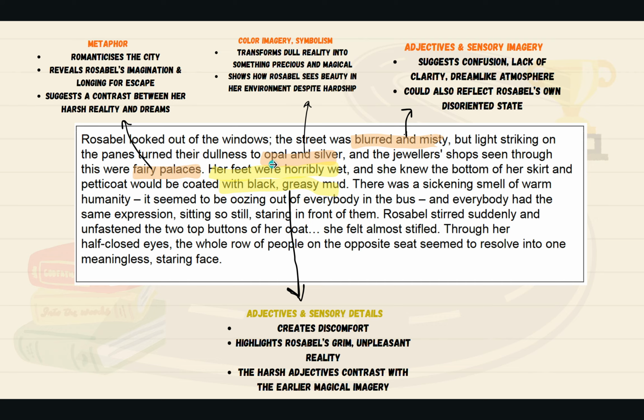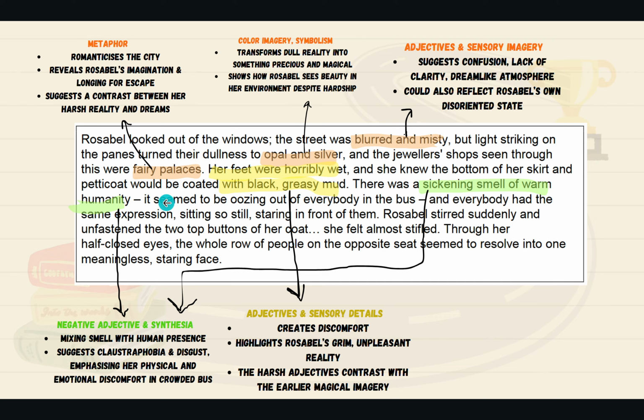The green ones here, "sickening smell of warm humanity," show negative adjectives and synaesthesia. Synaesthesia is how she's feeling with her senses. This shows we are mixing smell with human presence, and it suggests claustrophobia and disgust. It emphasizes Rosabelle's physical and emotional discomfort in a crowded bus.